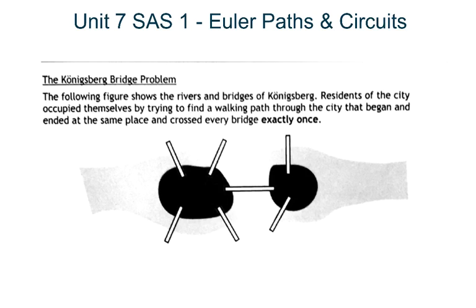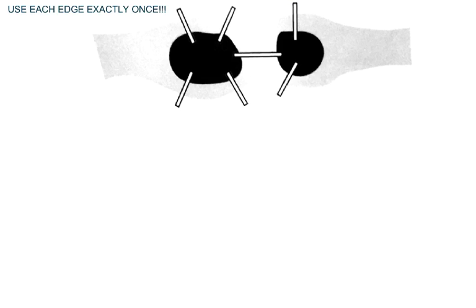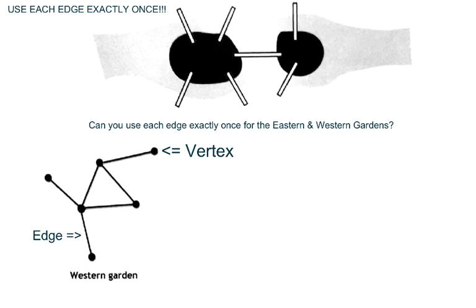Okay guys, we're going to talk about Unit 7, SAS1, Euler paths and circuits. Here we had the Königsberg Bridge problem. We did this problem outside to try to get an idea of what we'll be doing for this assignment. Remember, the concept is we want to use each edge exactly one time. So we take this picture and we take the concept and we look at the eastern and western gardens that we were given on page 1 of our assignment.